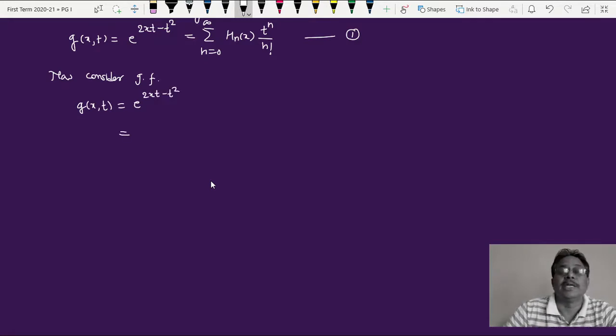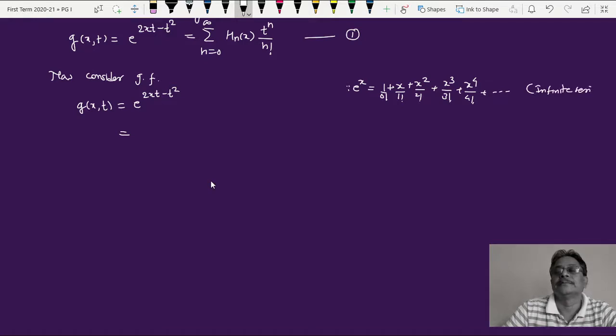Can anyone tell me the expansion? The expansion of e raised to x is given to be 1 plus x plus x square upon 2 factorial, plus x cube upon 3 factorial, plus x raised to 4 upon 4 factorial, and so on. This is an infinite series. The exponential e raised to x is an infinite series which is given by this formula.